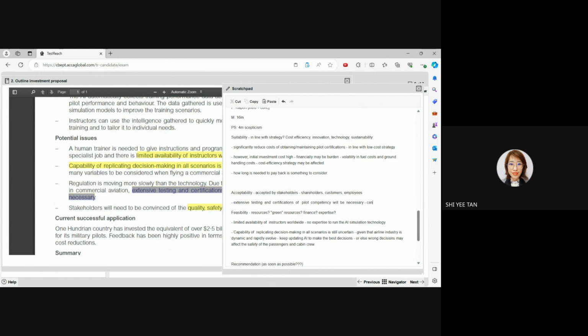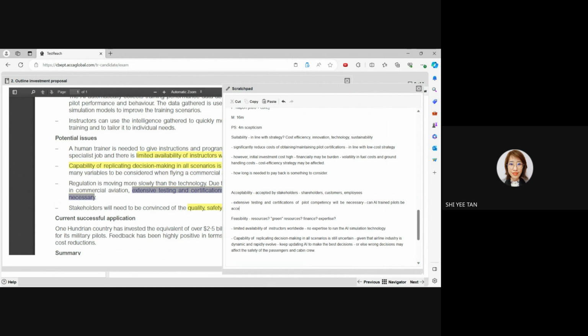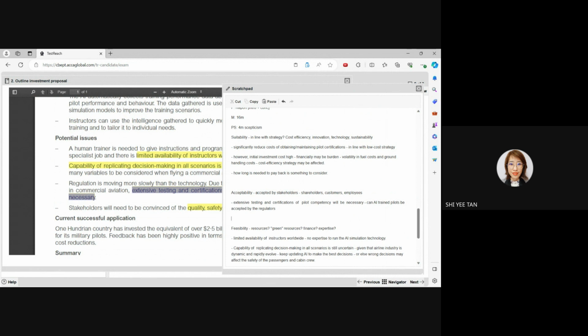So can AI-trained pilots be accepted by the regulators? Will the regulators actually issue the so-called certified title to the pilots or not? We are not too sure whether the regulators accept the training result of AI or not. Can regulators accept that this pilot was trained by AI? Will AI give proper and good training? That's the issue. Right? Most likely cannot lah.